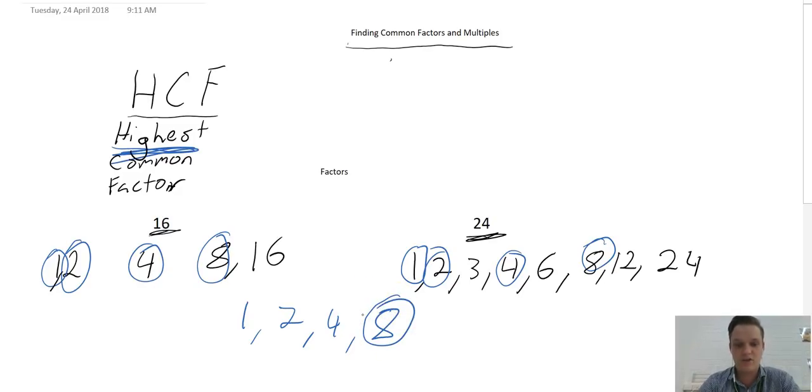So when it comes time to your book, there are your steps. You list out your factors, you work through it, you find the common ones, and then you find the highest common one, the biggest number.